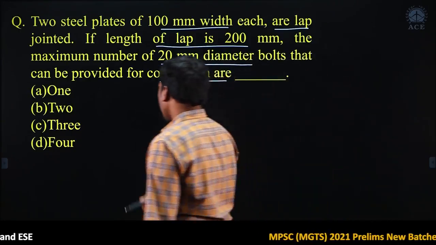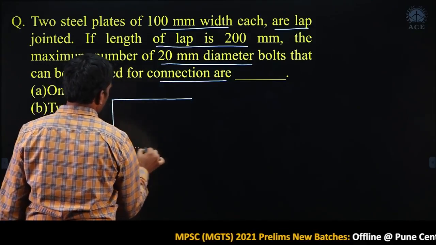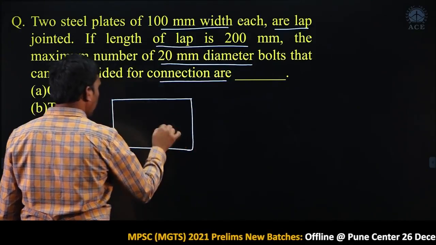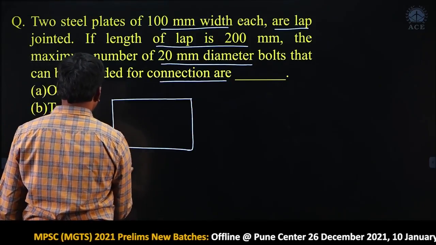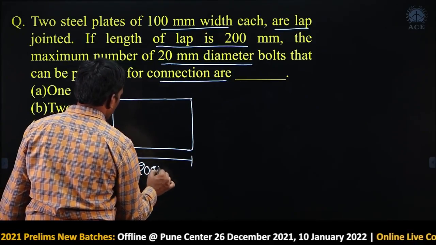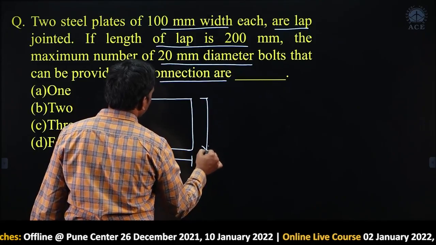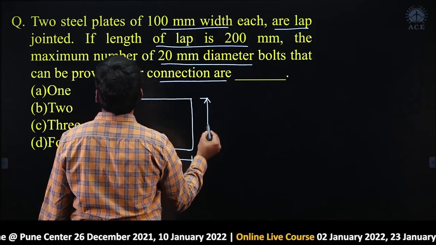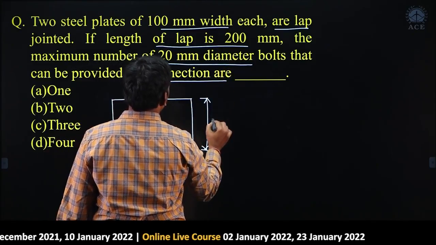Look here. This is one plate overlapping, and below there is one more plate, and the overlap length is given as 200 mm and the width of the plate is given as 100 mm.